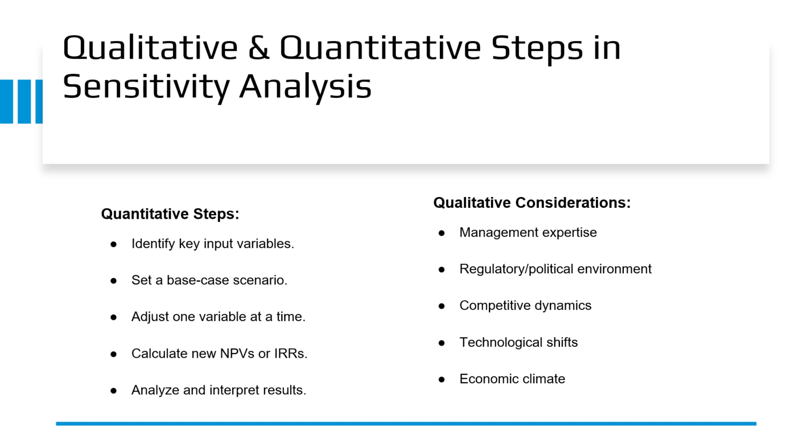However, we must also consider qualitative risks, such as management strength, regulatory changes, competition, or emerging technologies, which aren't easily modeled but can significantly affect outcomes. A comprehensive analysis integrates both quantitative data and qualitative insights to better inform capital budgeting decisions.